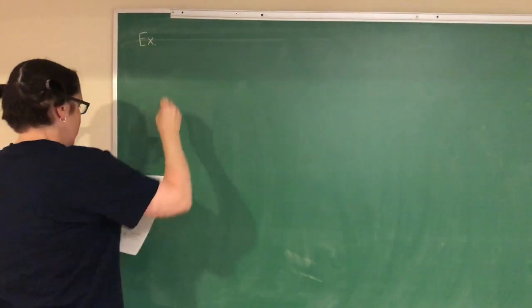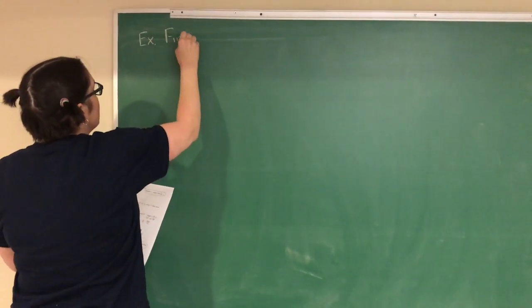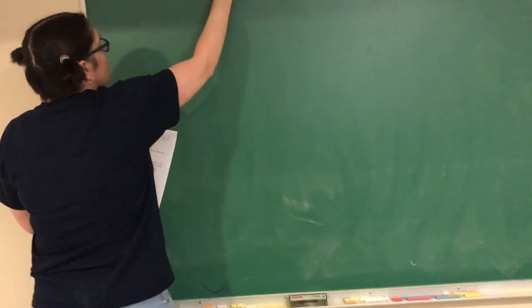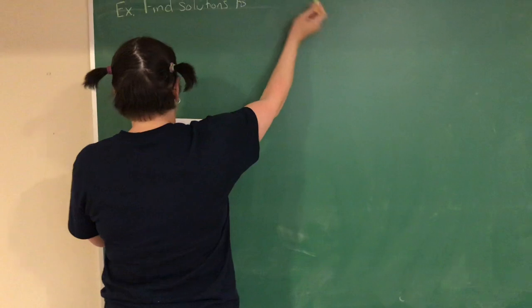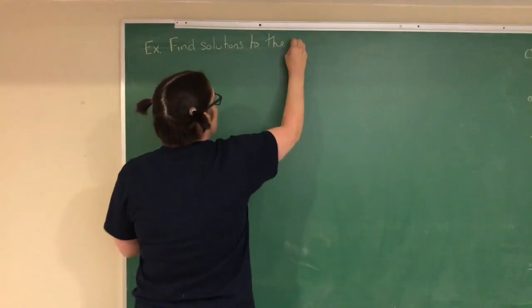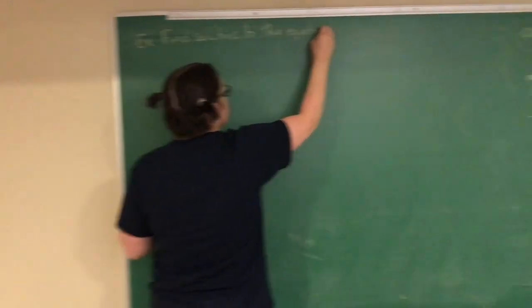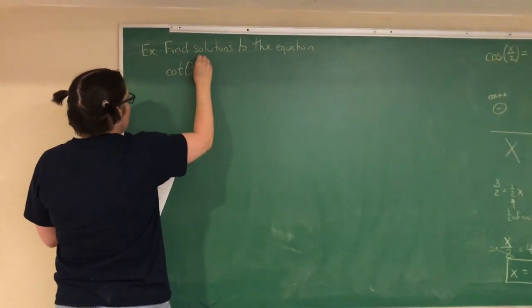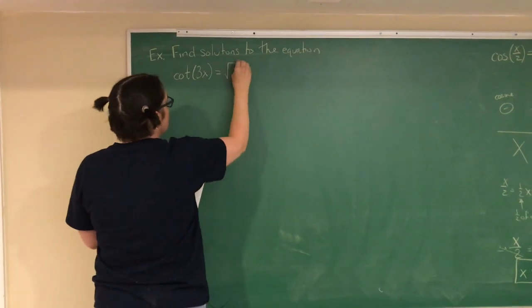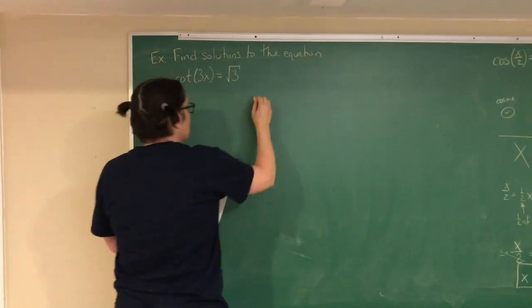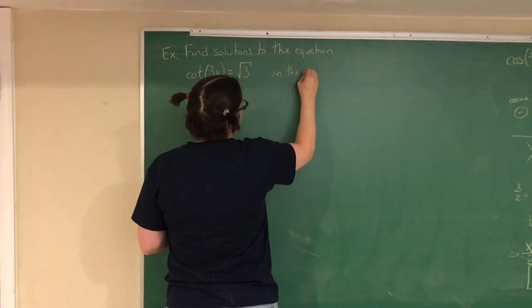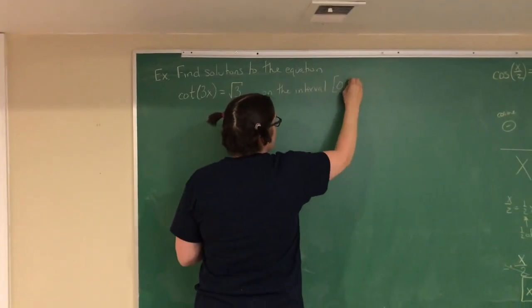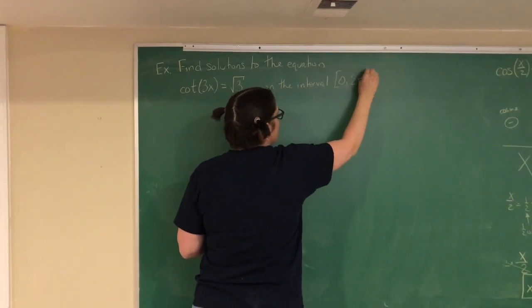In our final example, we would like to find solutions to the equation cotangent of 3x equals square root of 3 on the interval from 0 to 2 pi.